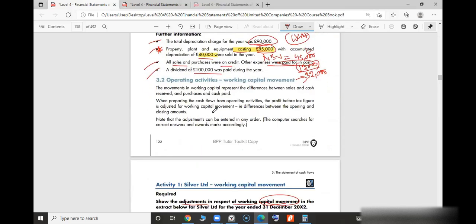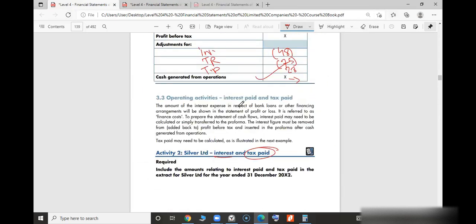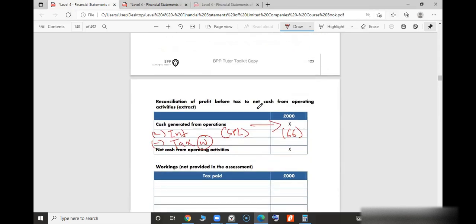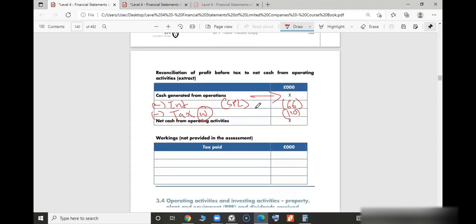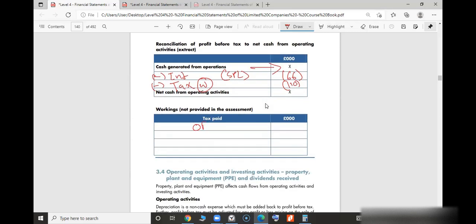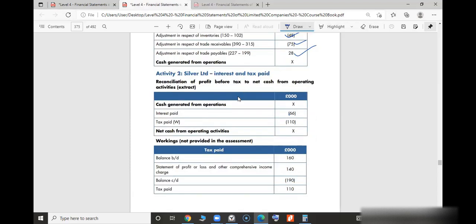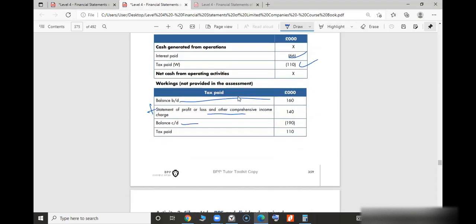Let's write it. Then I will tell you one more thing regarding tax paid, which you need to remember. 110 tax paid, minus. Oh, they have even given you the working here, opening plus charge for the year less closing. You get tax paid. Okay, let's check the answer first. Can you see balance BD plus charge for the year, which is SPL, less balance CD, meaning closing, you get tax paid. You remember this way.